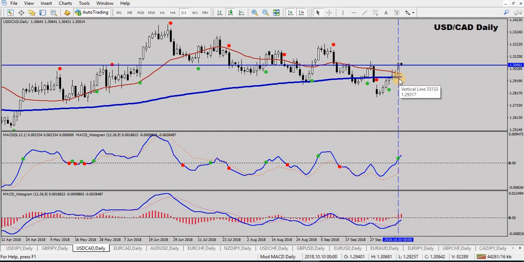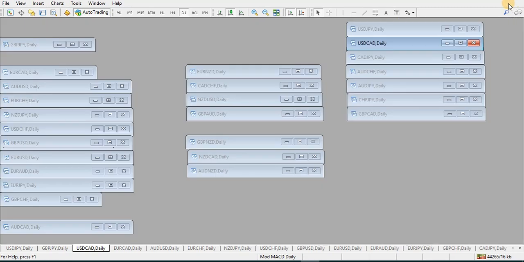All the criteria has been met. MAs are very tight in that, but it looks like price has burst through the 240, which is not too bad. So USD CAD, a buy.